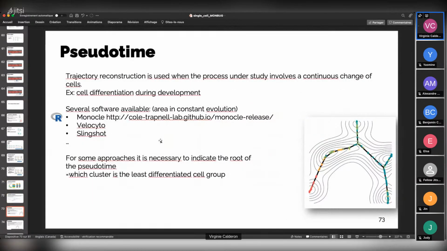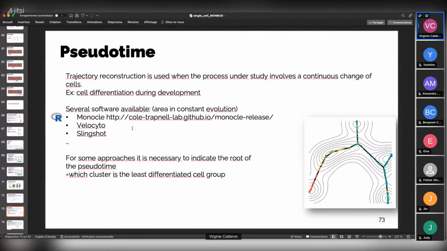So I will finish with the advanced analysis. People now all want pseudotime analysis and velocity analysis. So what is the pseudotime? The idea here is to reconstruct a trajectory to try to extract, I would say, a process that is continuous during time. So for example, the cell differentiation during development. If you're working in this field, pseudotime and velocity are really applicable to you, because the cells are changing over time. So there are several software to do so.